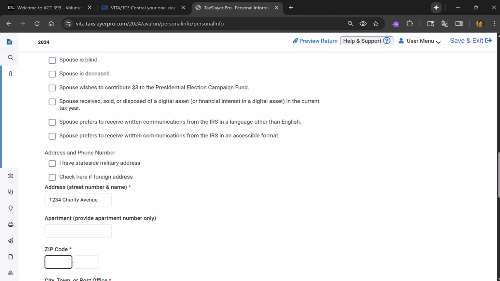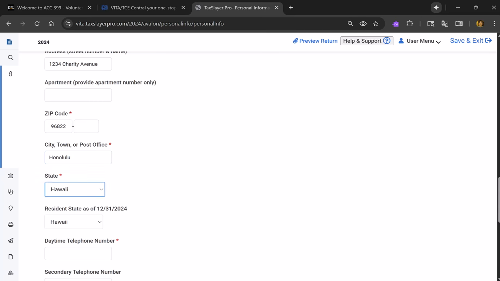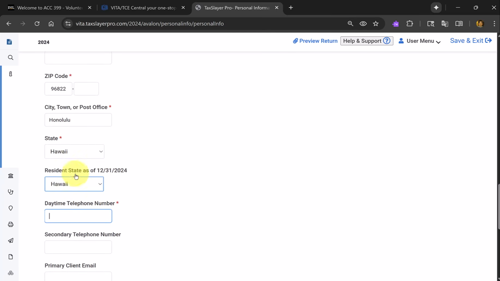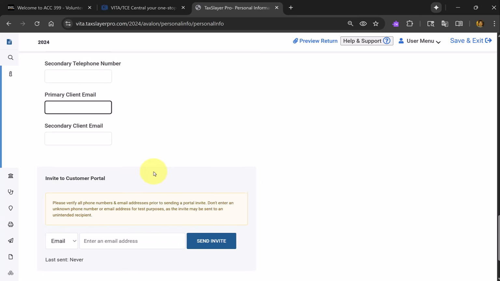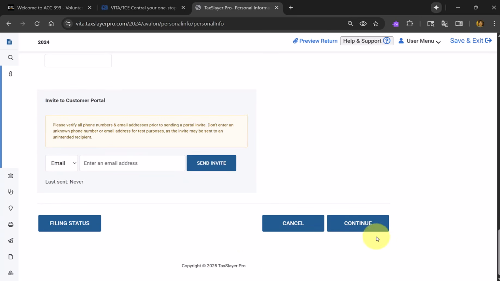We're told to use our zip code. Yeah, so here's our, let's see, 9696822. Is that our campus address, zip code, here in Honolulu, Hawaii? We're assuming they're Hawaii residents. A Hawaii tax return is going to be prepared for them. And I'll just make up a phone number here. Okay, let's continue.